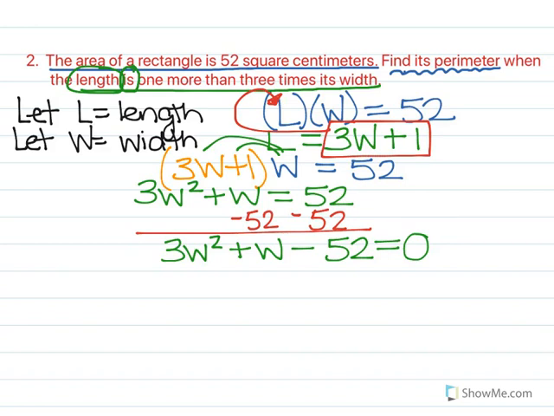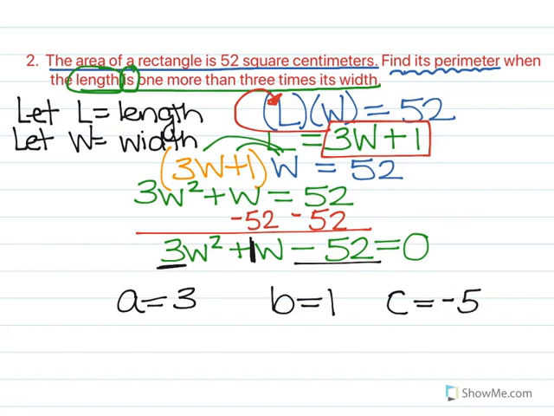And we are going to use the quadratic formula again because that works every single time. So we'll start by writing what is A, what is B, and what is C. Now A is going to be the 3, B is going to be 1, and C is going to be negative 52. And we're going to plug those values into our formula.